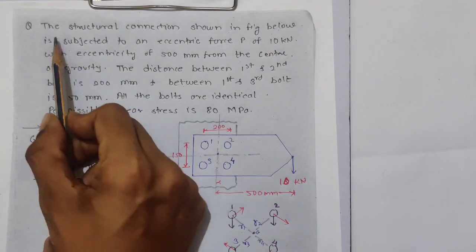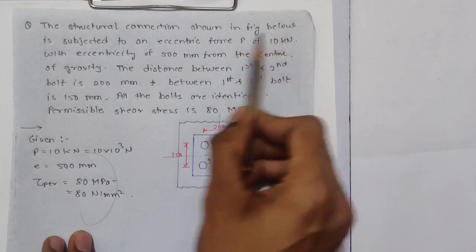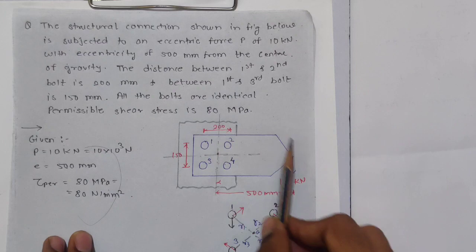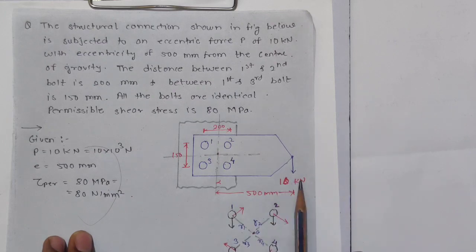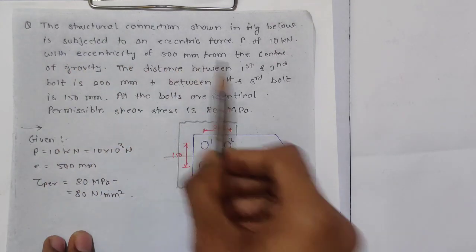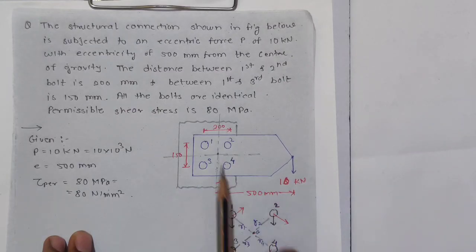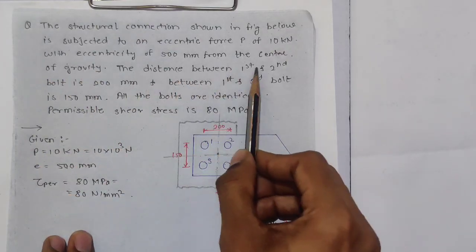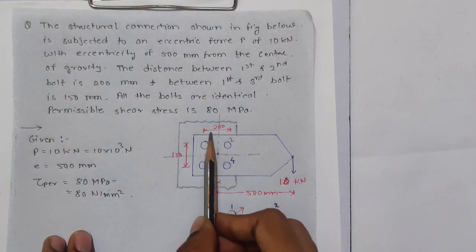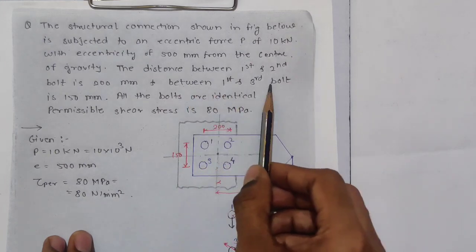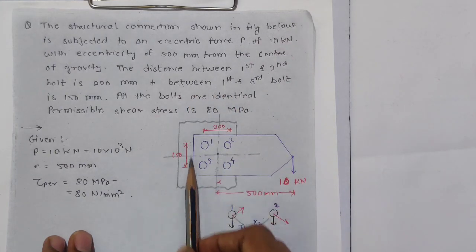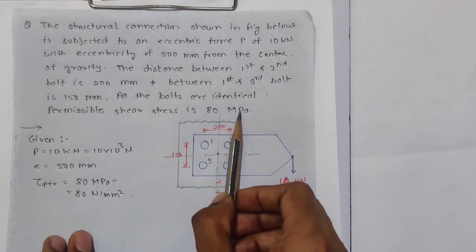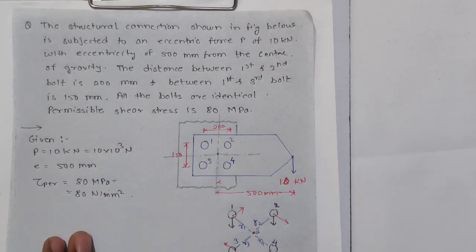The problem reads, the structural connection shown in figure below is subjected to an eccentric force P of 10 kN. So it has an eccentric force P of 10 kN with eccentricity of 500 mm from the center of gravity, CG. The distance between the first and second bolt is 200 mm, and between the first and third bolt is 150 mm. All the bolts are identical. Permissible shear stress is 80 megapascal.